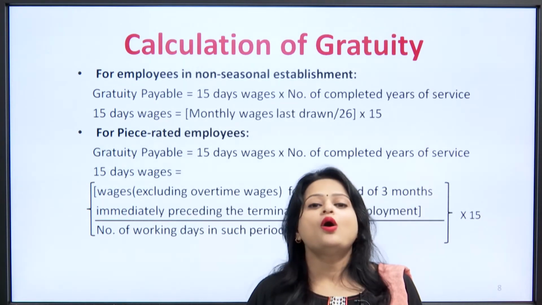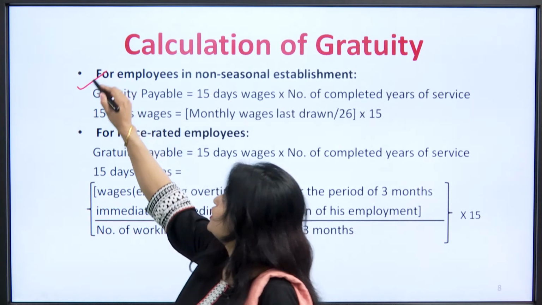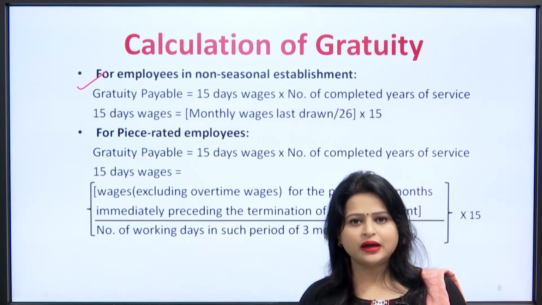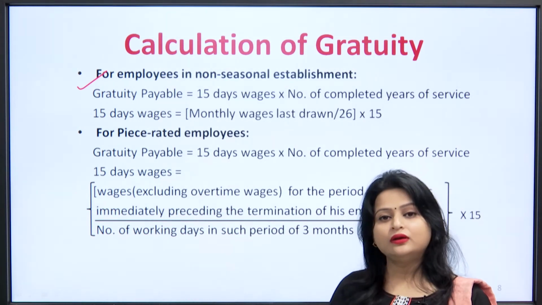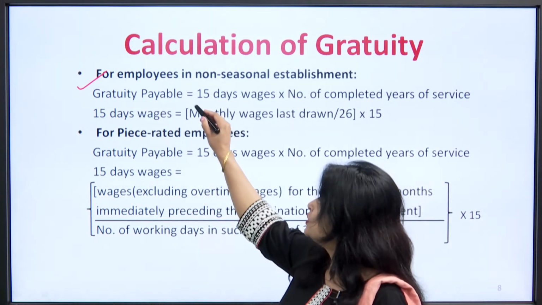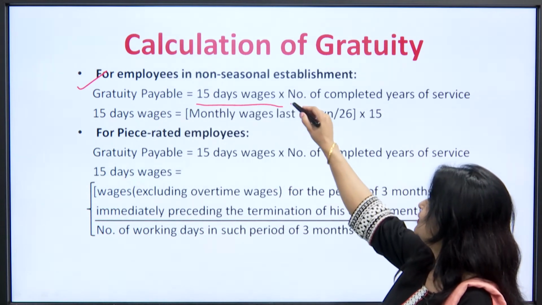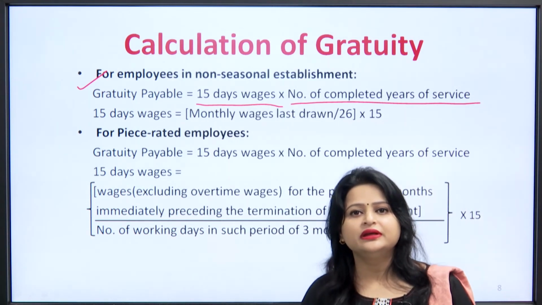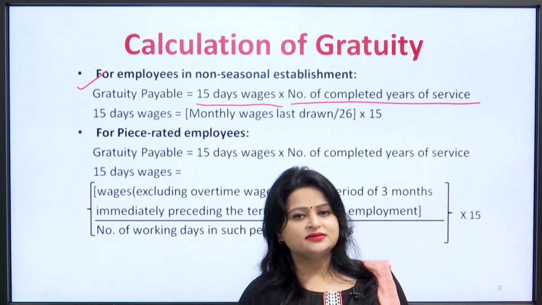Okay. Now how we will calculate the gratuity. There are certain conditions. The first one is for the employees in a non-seasonal establishment. I have already explained to you what non-seasonal establishments are. So how will we calculate the gratuity for employees working in a non-seasonal establishment? The formula is 15 days wages multiplied by the number of completed years of service. This is the formula.